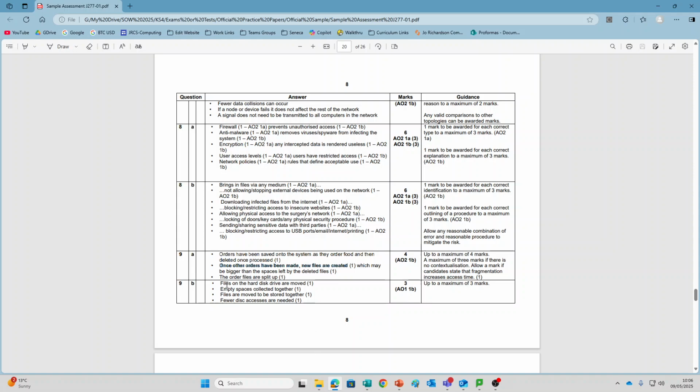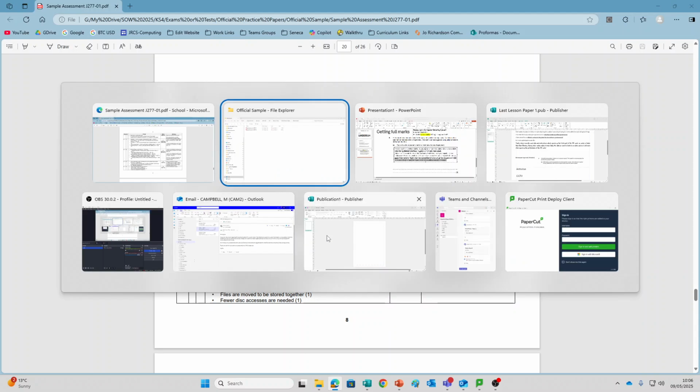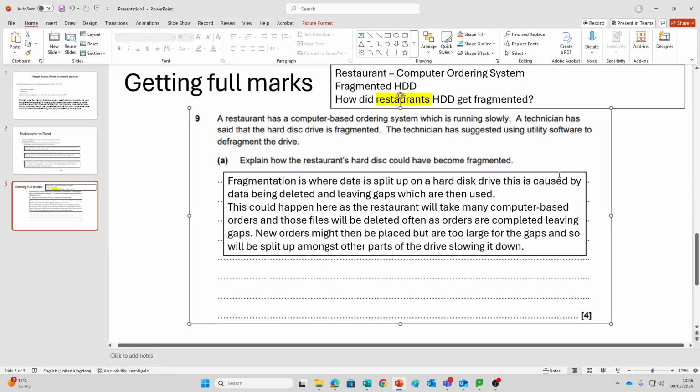So we just quickly go back. Orders have been saved in the system as they're completed or deleted. Once orders have been made, new files are created, which may be bigger than the space left by deleted files. And so that's how you get it. But you just got to be very careful that you explain it in the terms of the system that we're talking about, because it's quite easy just to explain what fragmentation is and not relate it back to the restaurant.